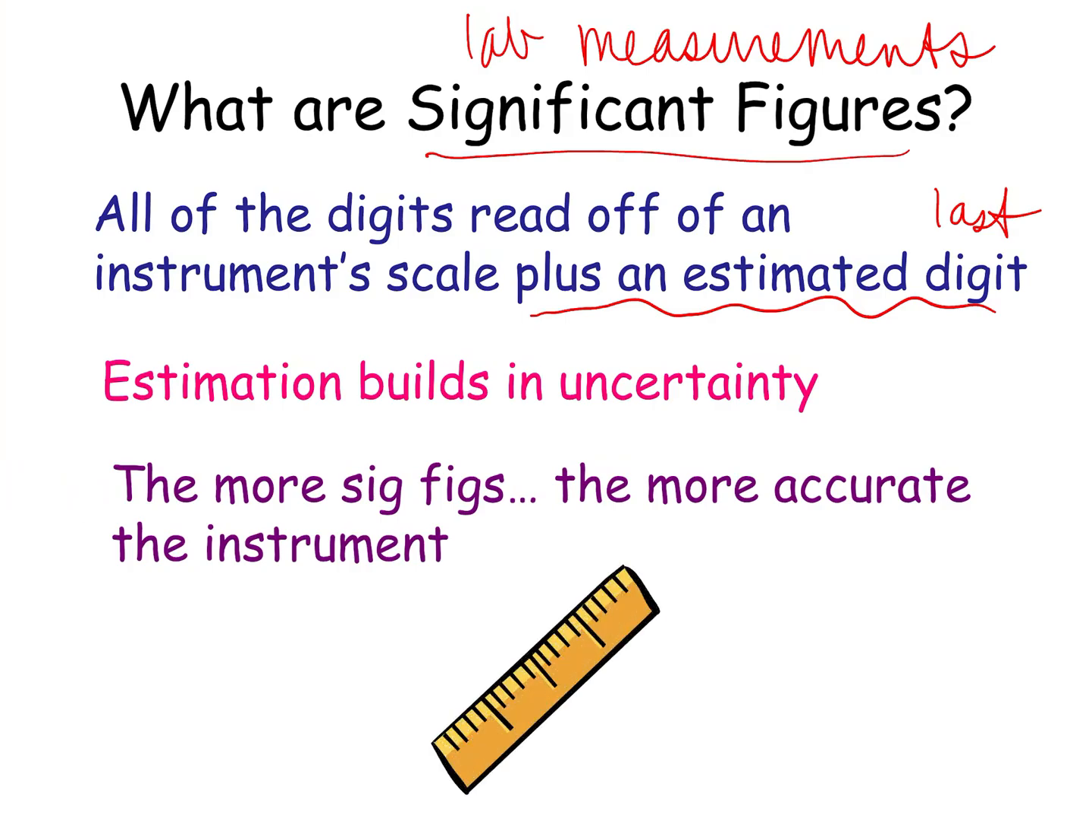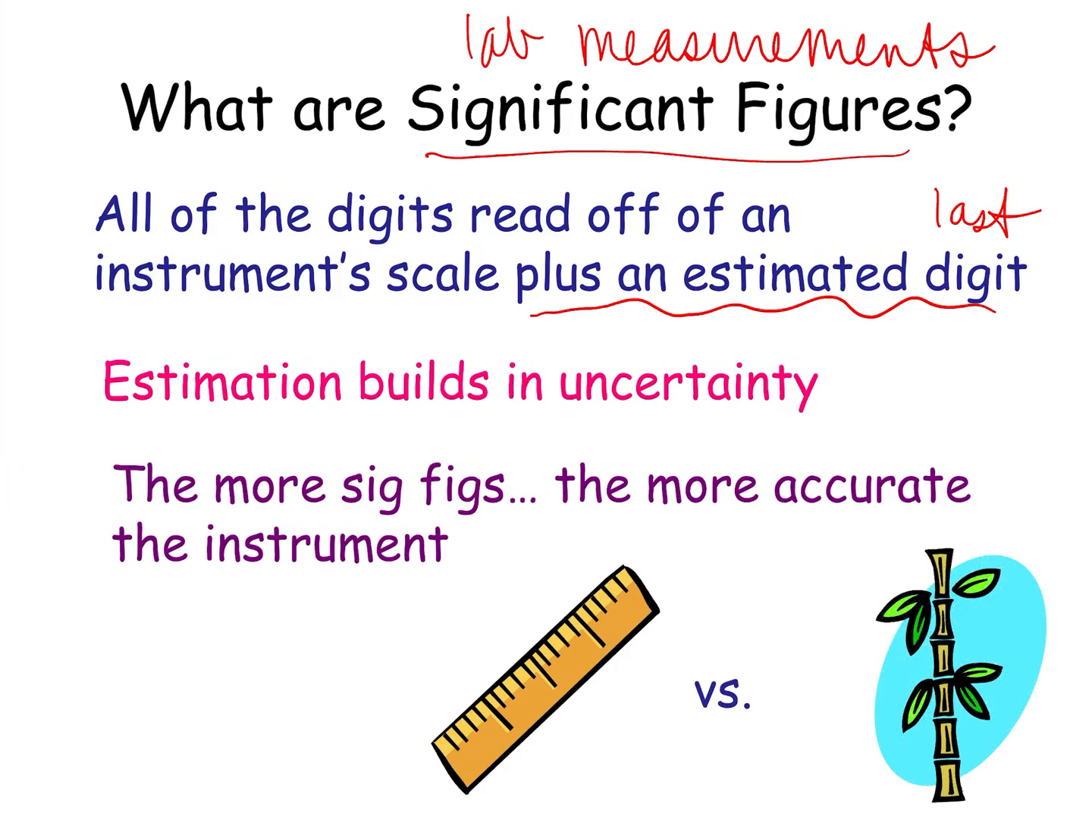So, for example, if you have a ruler to measure length versus a bamboo stick to measure length, the ruler would be more accurate, because it has more graduations, more lines that make it accurate. You can tell that it is more accurate because it has all those lines versus a bamboo stick. There are rules to looking at numbers and then determining how many sig figs there are.